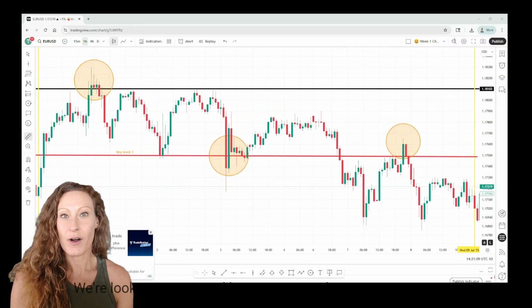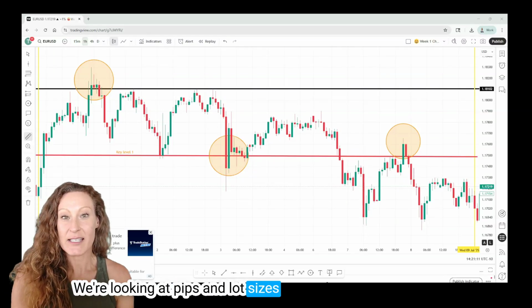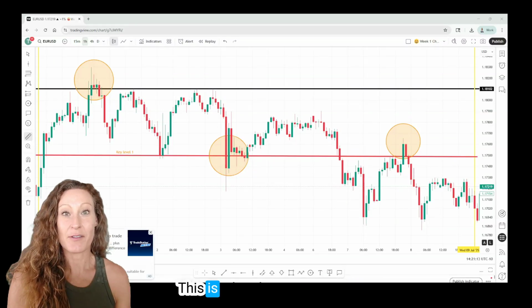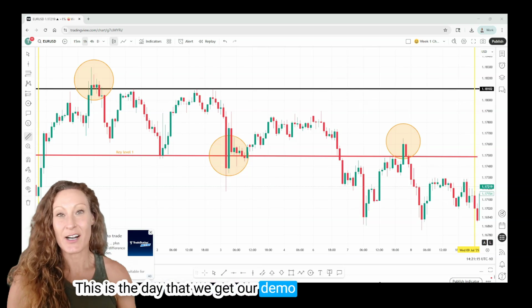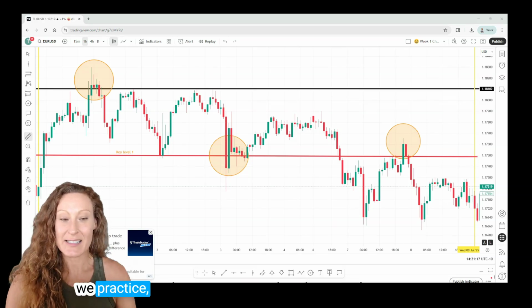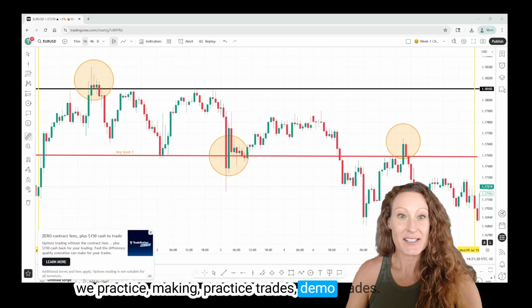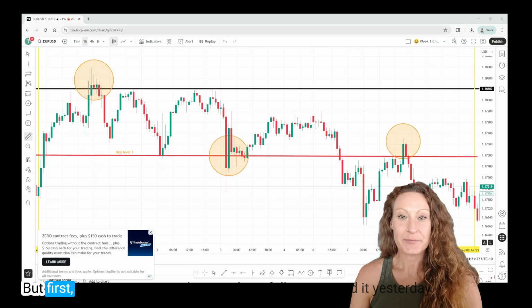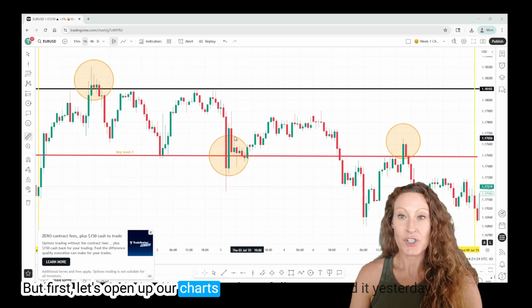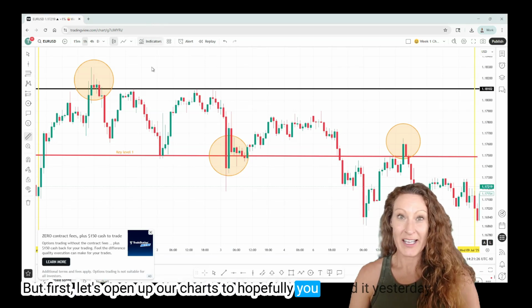Day 4, we're looking at pips and lot sizes on TradingView. This is a big day. This is the day that we get our demo accounts and we practice making practice trades, demo trades. But first, let's open up our charts to, hopefully you saved it yesterday.